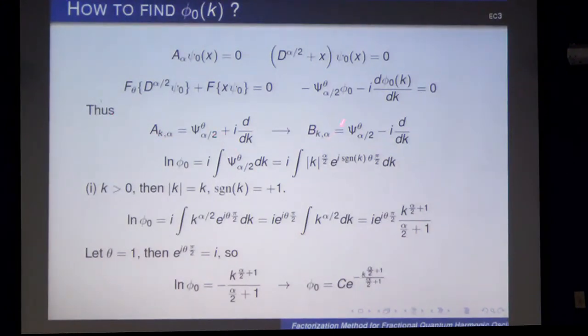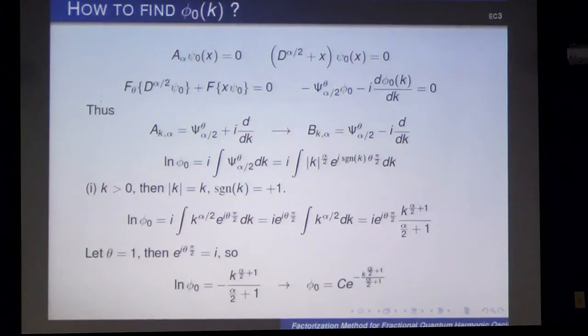And then, from here, neglecting the minus sign, you have AK. It's just this one, the symbol, for alpha over 2, and the derivative. So BK, the creation operator, would be this one. You see. Now you just integrate this kernel equation. Here, for k bigger than zero, you have this kind of integration, and you pick up theta equal one. Then you just get what I said before, this sum quotient.